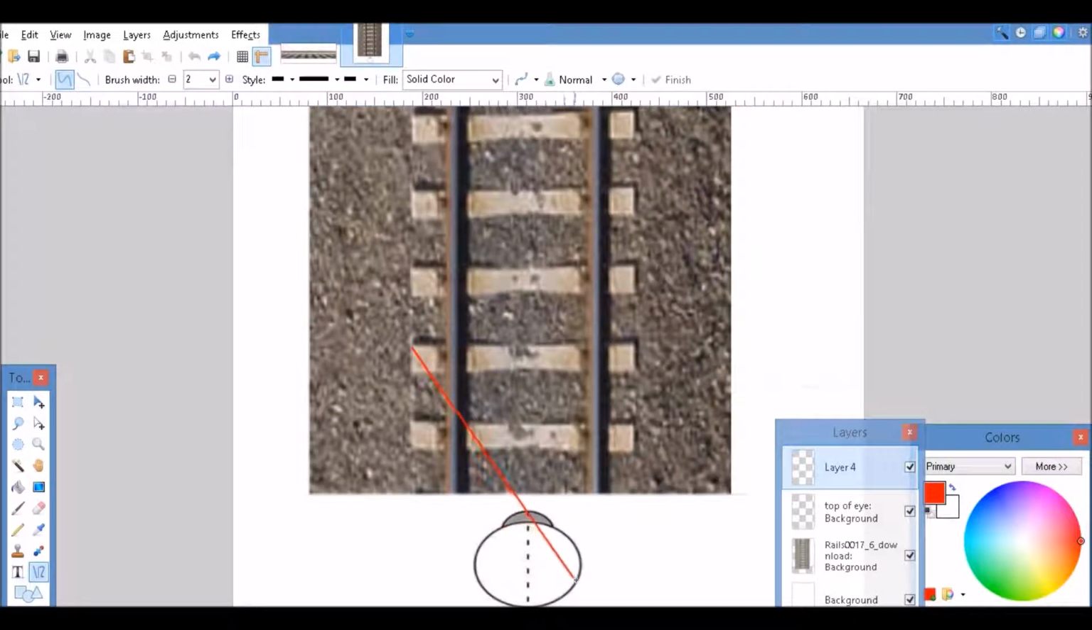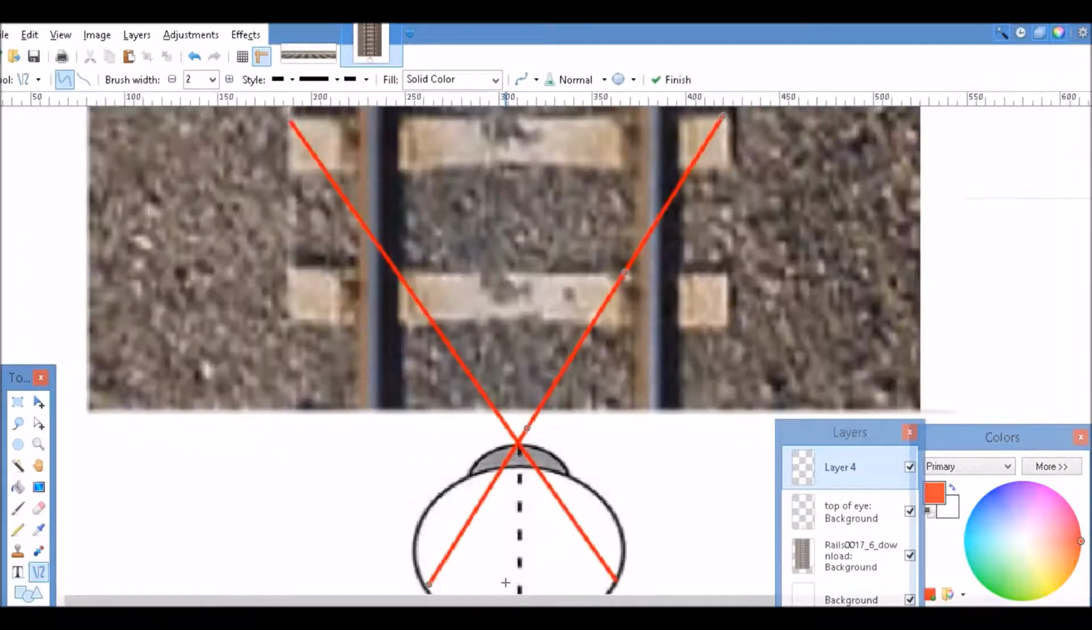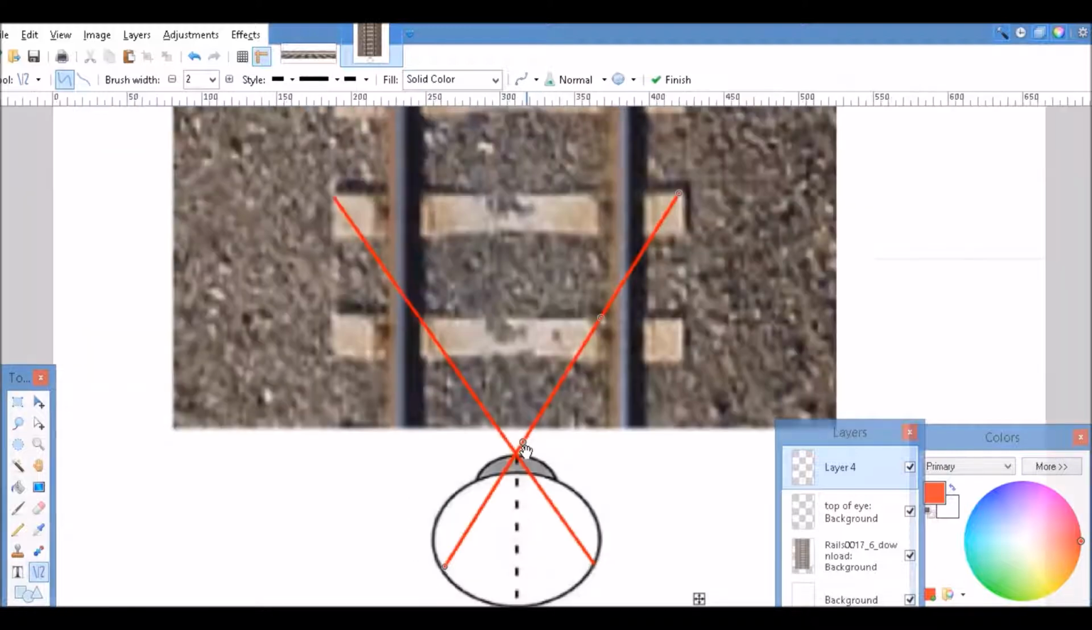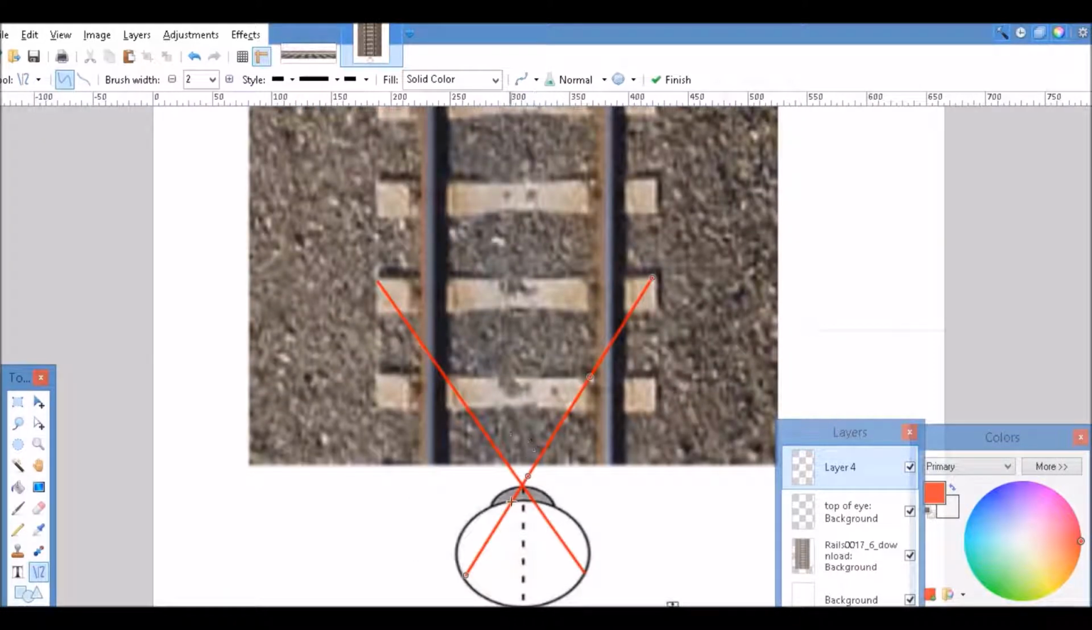To illustrate how the angles are formed in the eye, let's draw lines from the trusses into the eye and examine the size of the angles. The close truss forms quite a large angle, which means that it will form a large image on the retina.